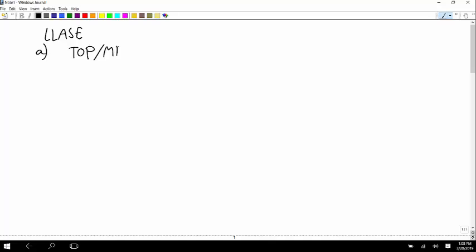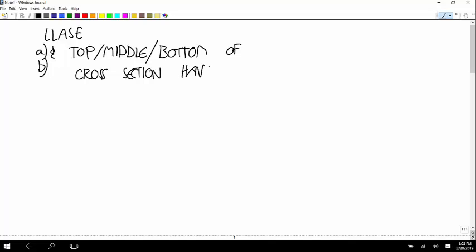So the top, the middle, and the bottom of the cross section all have the same stress. This is really true for B too. Okay. Does that answer your question? Okay. So yeah, that's not a thing in this, but it will be a thing coming up.